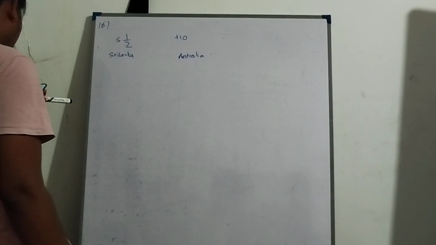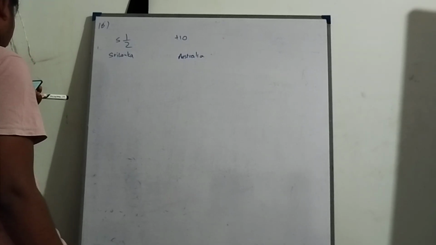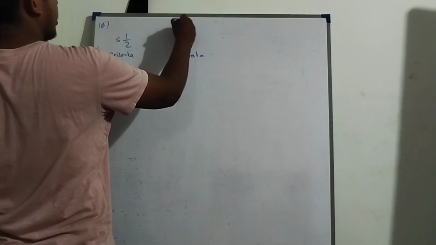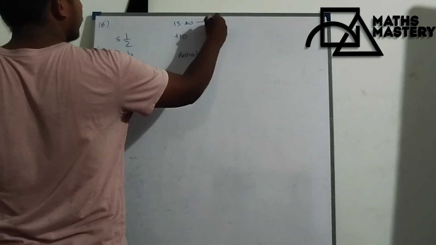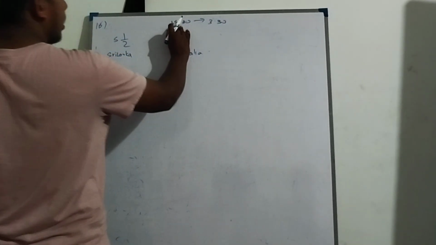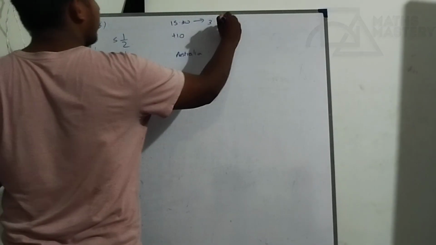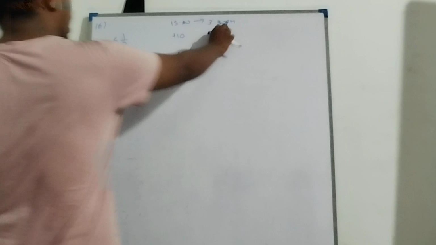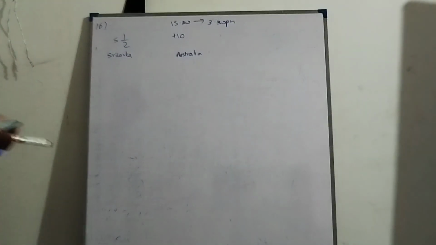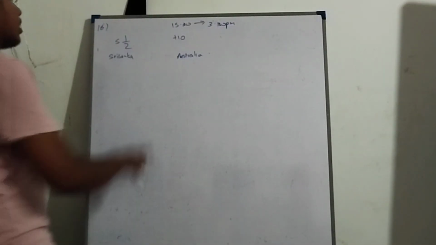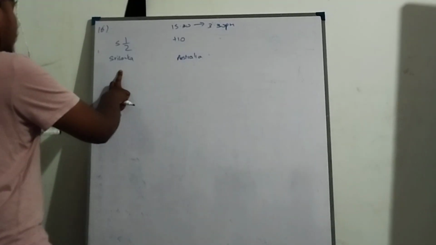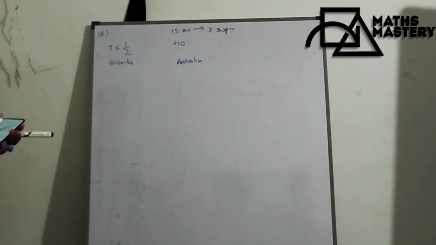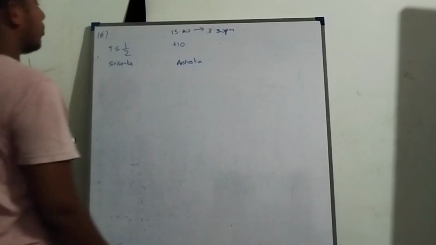Find the time of Sri Lanka when the time of Australia is 15:30. 15:30 means what? 3:30 p.m. This is the 24-hour clock time and this is the 12-hour clock time. They are telling us that the Sri Lanka time zone is plus 5 and a half, and this one is plus 10 in Australia.